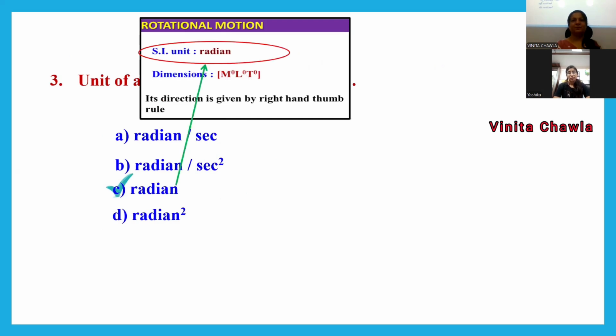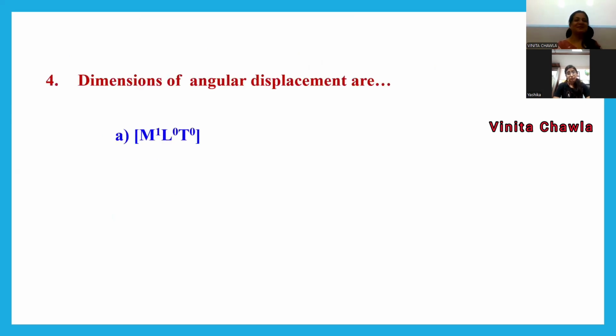क्या हुआ? Easy questions. तो हो जाएंगे, अभी आएंगे डिफिकल्ट, डोंट वरी। Fourth question, dimensions of angular displacement, M0 L0 T0.